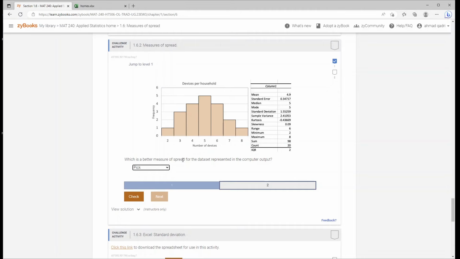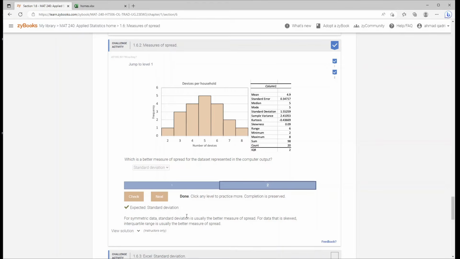Which is a better measure of spread for the data set represented in the computer output? So here's a histogram that we see here and a table again. And we want to know the better measure of spread in this scenario. Let's see the options: interquartile range or standard deviation. Because the distribution here is approximately normal, a bell-shaped distribution, standard deviation can be used to get a better measure of the spread. And so that should be the correct response.